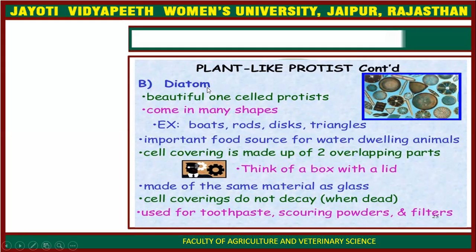The next is diatoms. They are beautiful protists and they come in different types of shapes. So these are different shapes of the diatoms. Examples include boards, discs, and triangles. These are the shapes of these diatoms. They are an important food source for water-dwelling animals. The cell covering is made up of two overlapping parts.